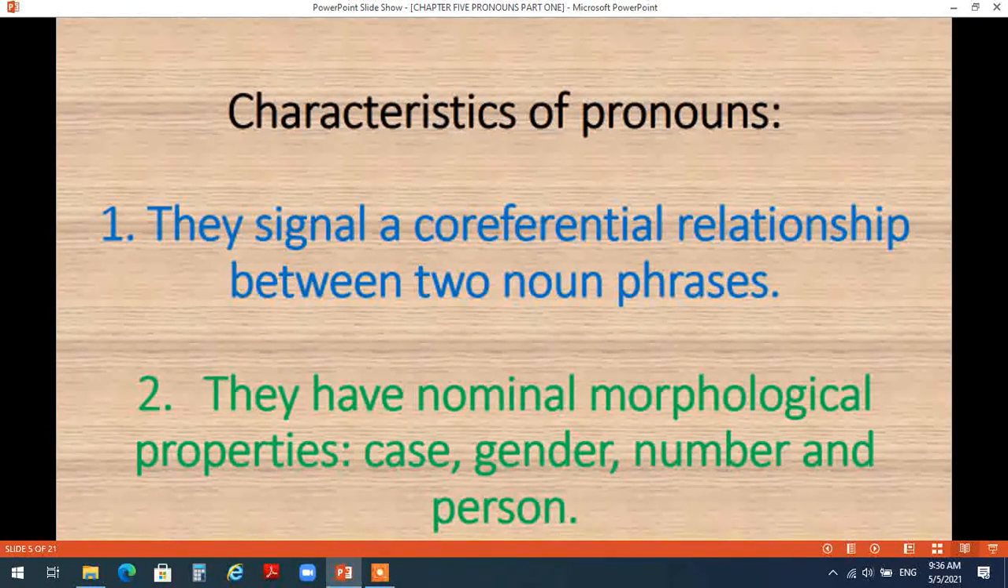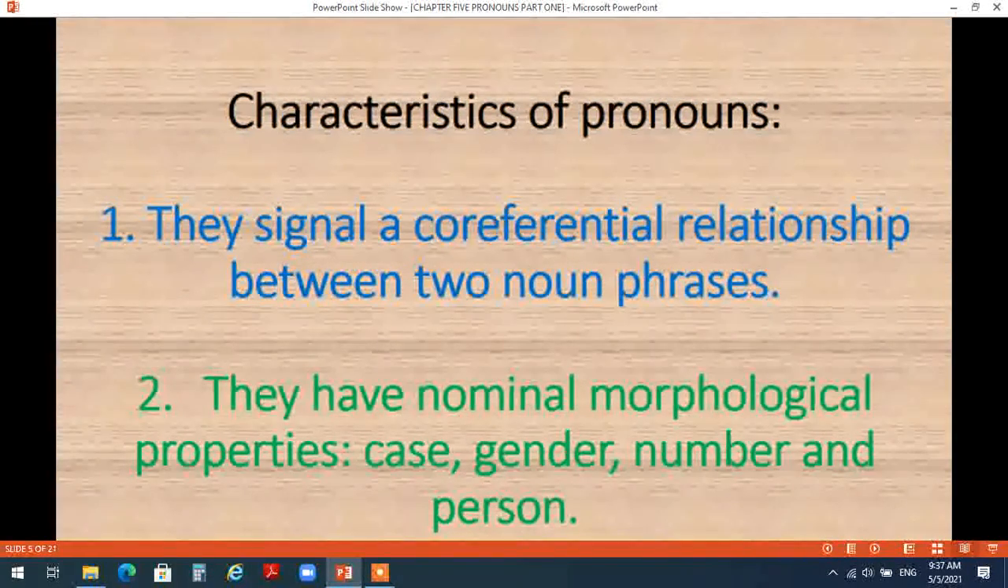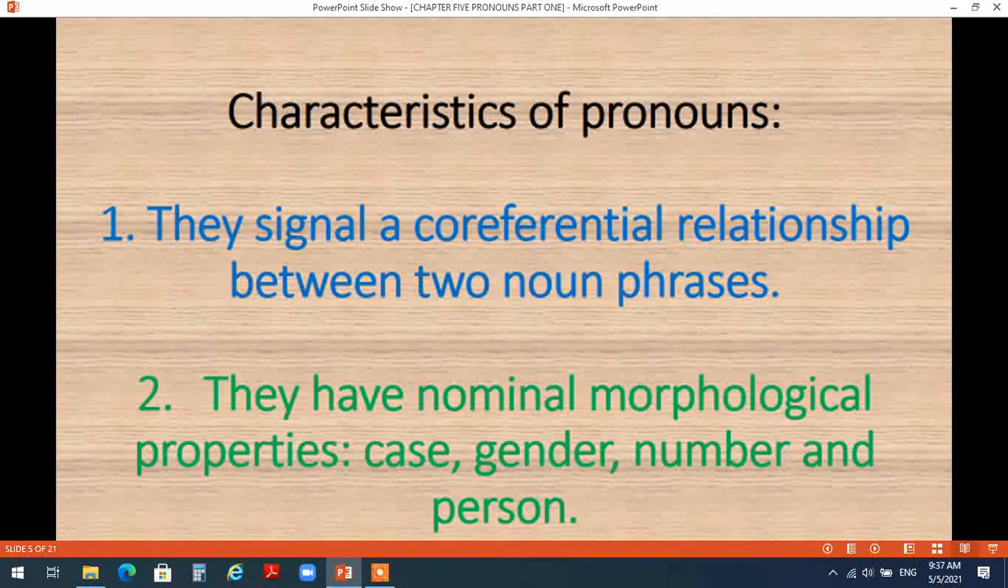هذه الخصائص الصرفية تشمل إن كان الضمير مثلا يعود إلى المفرد أو إلى الجمع، أو إن كان الضمير يشير إلى المذكر أو المؤنث، وكذلك الحالة الإعرابية لبعض الضمائر وخاصة ذلك في اللغة العربية، وكذلك إن كانت الضمائر تشير إلى الشخص الأول first person اللي هو المتكلم، أو الشخص الثاني second person اللي هو المخاطب، أو الشخص الثالث third person اللي هو الغائب. So this is what we mean by the morphological properties represented in case, gender, number, and person.